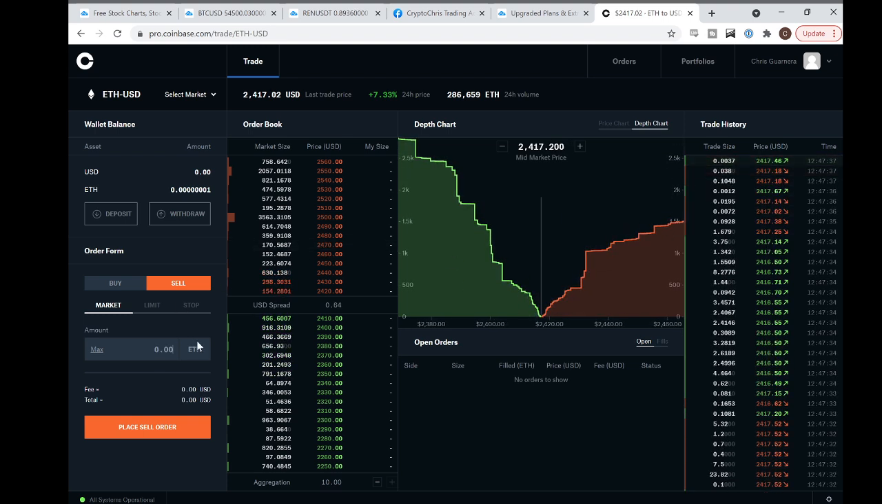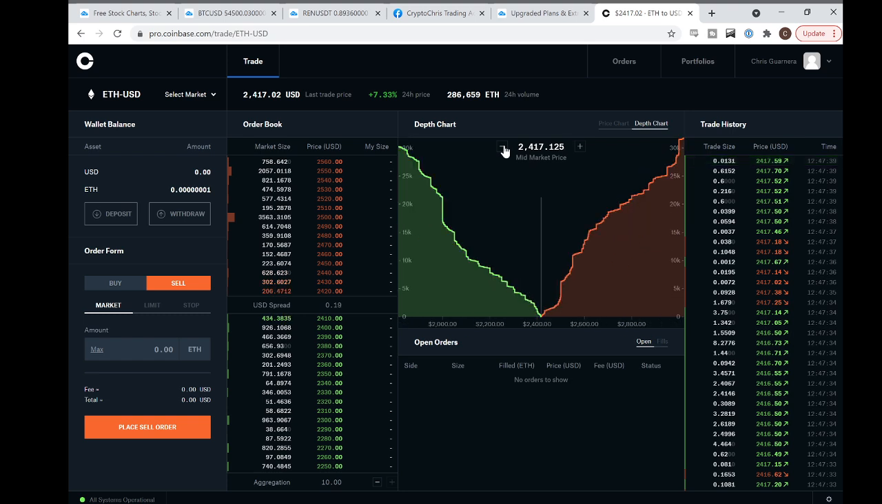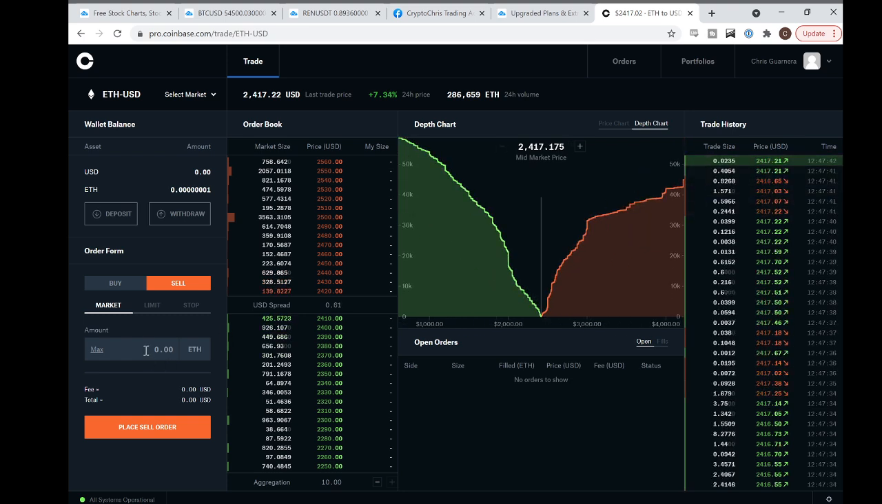Now, if you were to go out here and sell, let's say 5,000 Ethereum, there you go, 5,000 Ethereum, can it handle it? Of course it can. Actually, we'll do more than that. Let's do 10,000. There you go, 10,000. So it's estimating you get $22 million for your 10,000 Ethereum.